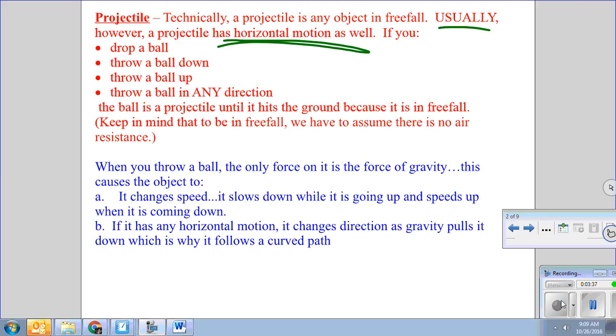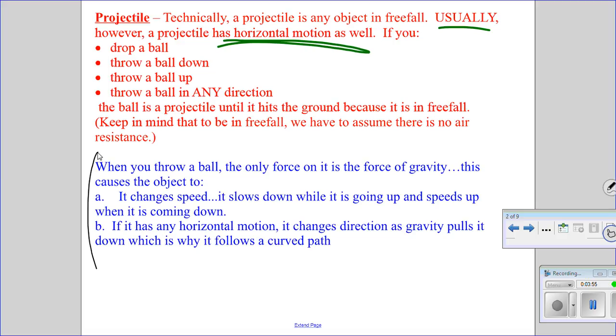All right, so is everybody good with that? To summarize, an object is a projectile anytime you throw it in any direction, after you let go of it, and until it hits the ground. And because its velocity is changing, it's accelerating. On the way up, it slows down. On the way down, it speeds up. And the entire time, it's changing direction. Okay? Everybody good?